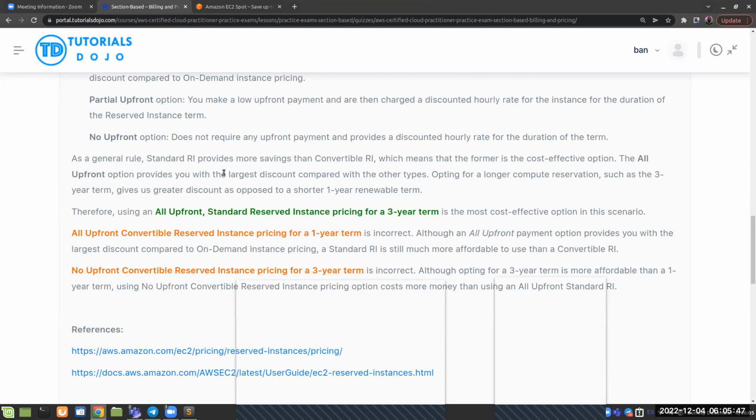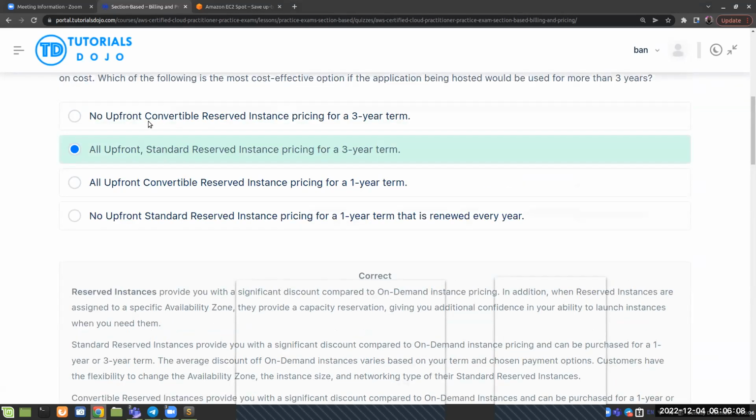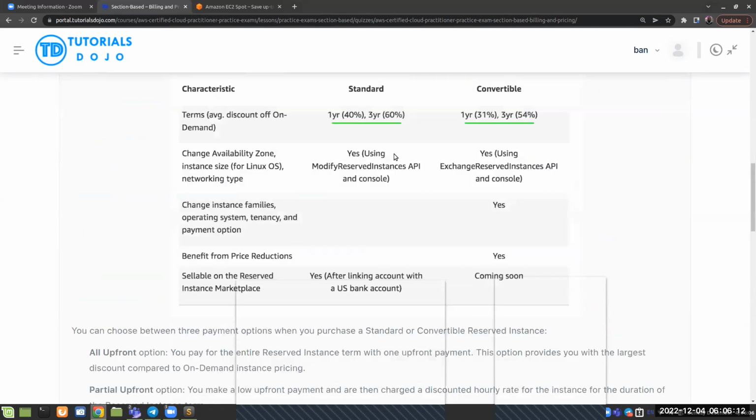The reason why you should learn what a convertible reserved instance is: a standard reserved instance provides more savings than a convertible reserved instance, which means the former is a cost-effective option. And also, you are doing it for 3 years. So make sure you are very comfortable with the difference between standard reserved and convertible, just read that.